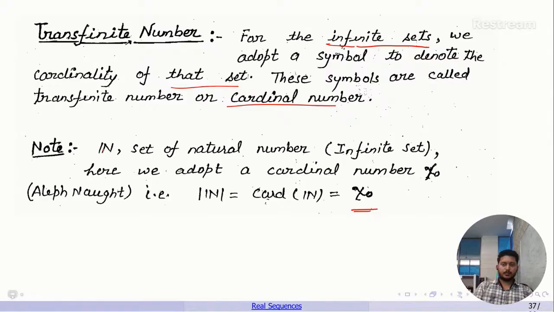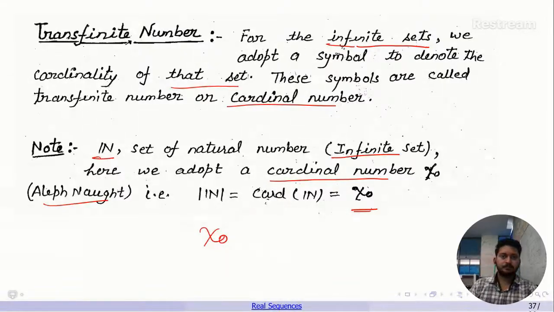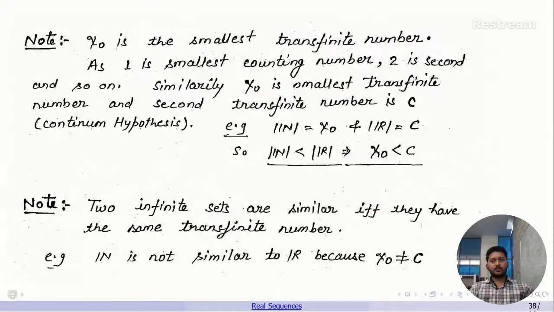Here are some notes about transfinite numbers. The note says that the set of natural numbers is an infinite set. So we adopt a cardinal number like this, that is aleph naught, where aleph represents the cardinality of that set. Okay. Next, here is one more note. Aleph naught is the smallest transfinite number, as one is the smallest counting number.